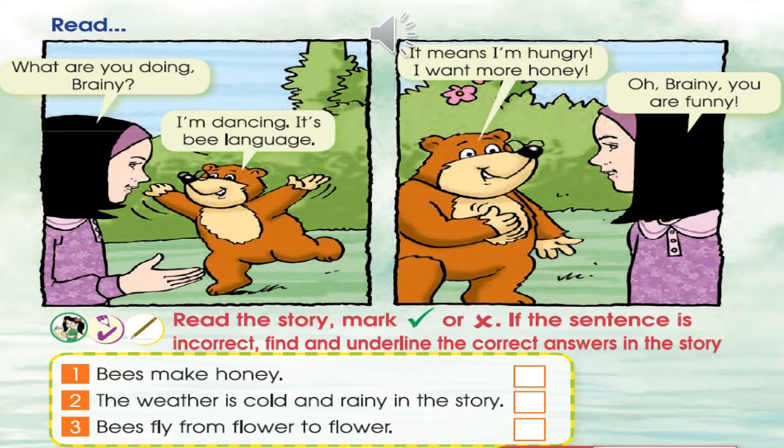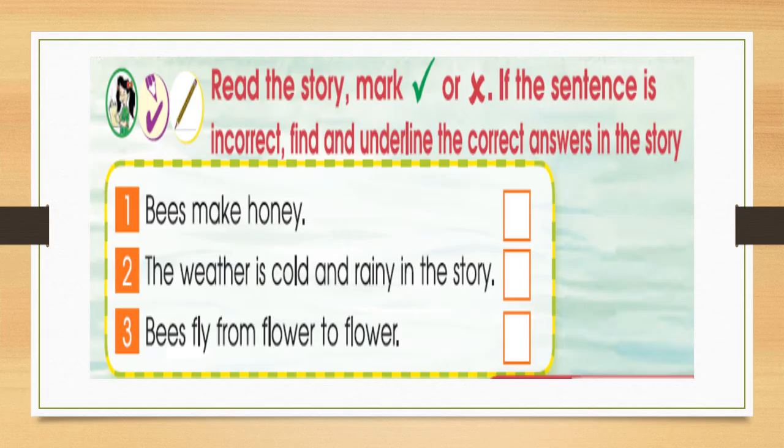Now, let's answer the questions after we listen to the recorder. Here, read the story, mark true or false, and if the sentence is incorrect, find and underline the correct answers in the story. Bees make honey. Is it true or false? It's true. That's right. Okay?